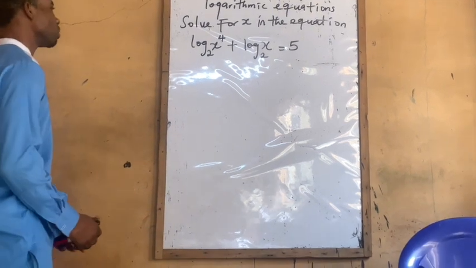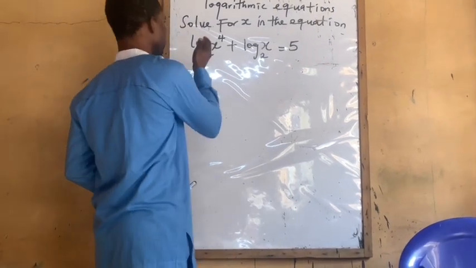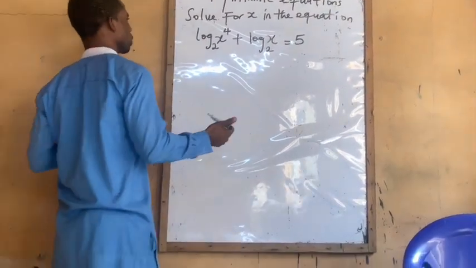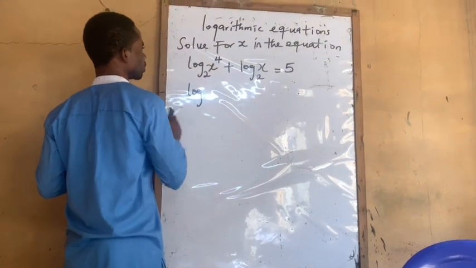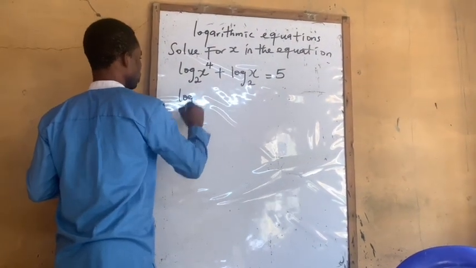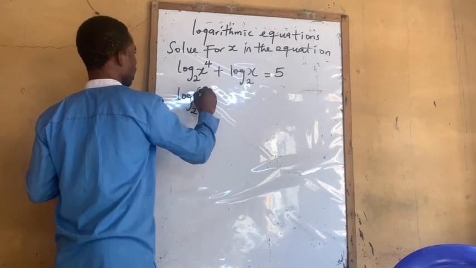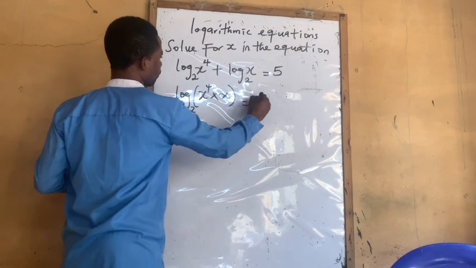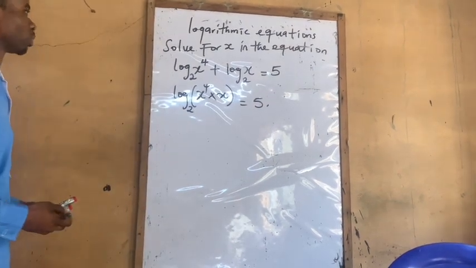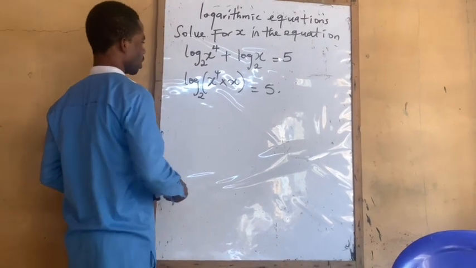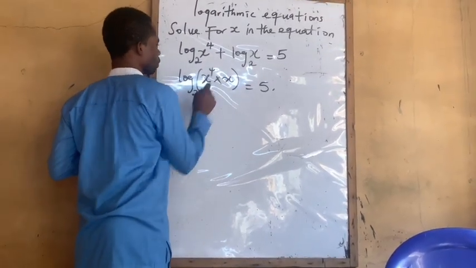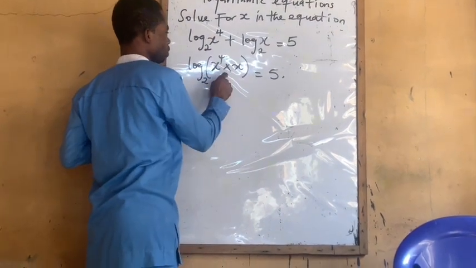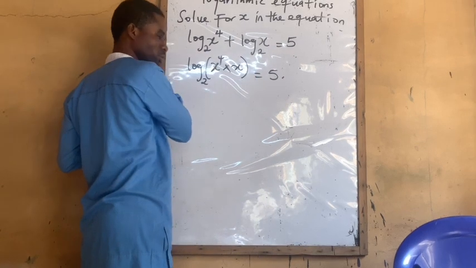Now, when you are solving logarithmic equations, very fine, this one has the same base. But you have to target this one too. How do you target it? You can just say log, you have the same base, which is 2, of x to the power 4 times x equals 5. Very, very important. According to the law, I have to multiply these together, because if I want to split it, it will become something like this.